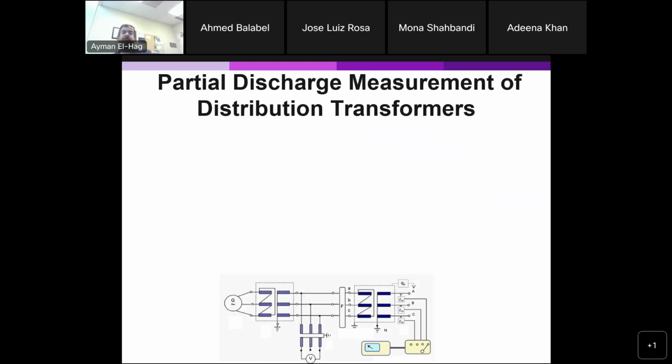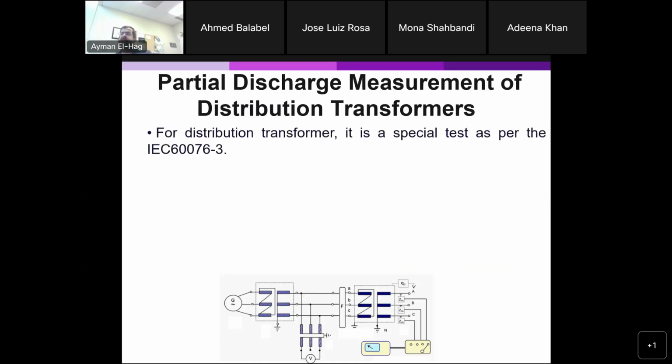Now, let me talk about the distribution transformer, just as an example. For every test or every asset, you will have a standard, a way to do the measurement of the partial discharge. As per the IEC standard 60076-3, the partial discharge test for a distribution transformer is a special test. We mentioned routine, type, and special tests. A special test is a mutual agreement between the manufacturer, the supplier, and the customer, if we want to do that test. And usually it's done at a higher cost.